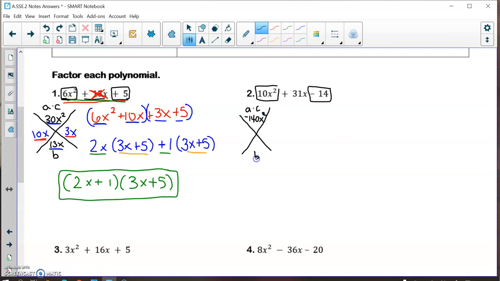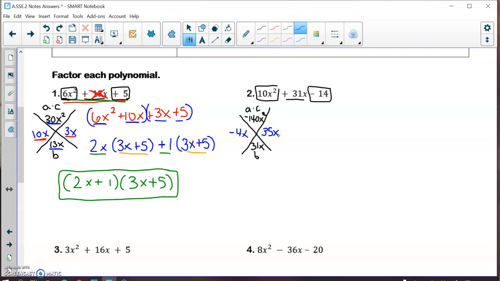The bottom of your x is your b term, which is your middle term, so that's a positive 31x. So I would need two numbers that, when multiplied together, equal a negative 140x squared, but when added together equal 31x. And here's where you just play in your calculator. Do negative 140 divided by 2, negative 140 divided by 3, and so forth, and keep going. And you should wind up with negative 4x and 35x being your two terms here.